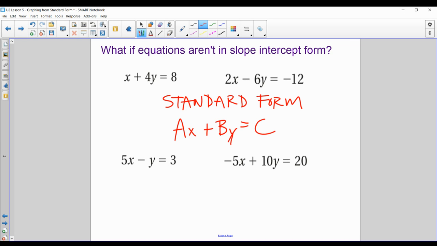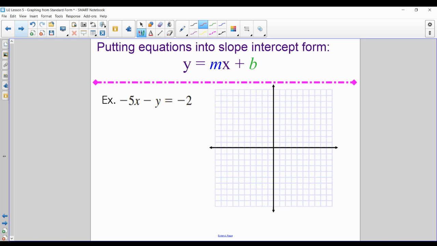I'm going to show you a couple of different ways. The first and probably kind of simplest way to remember is just make it look like what we've been doing. So turn it into slope-intercept form. And what that means is just get y by itself. So I'm trying to get y by itself. It means I'm going to move everything else. So I'm going to always move the x term.